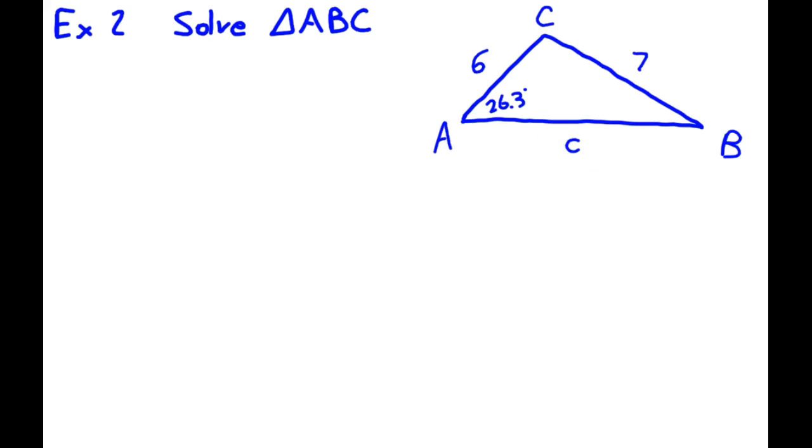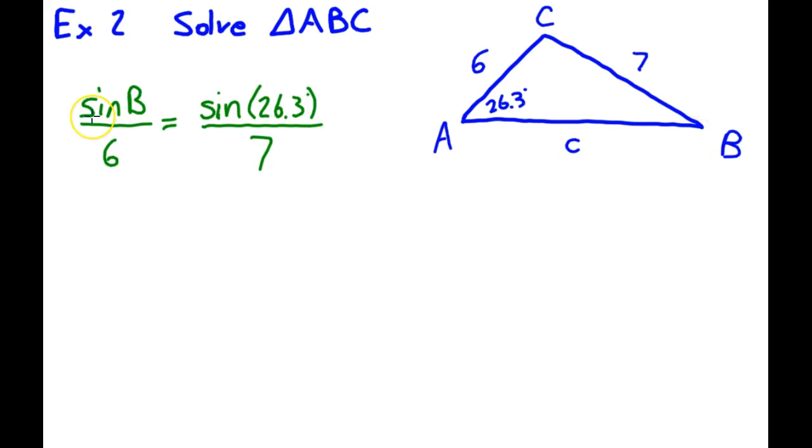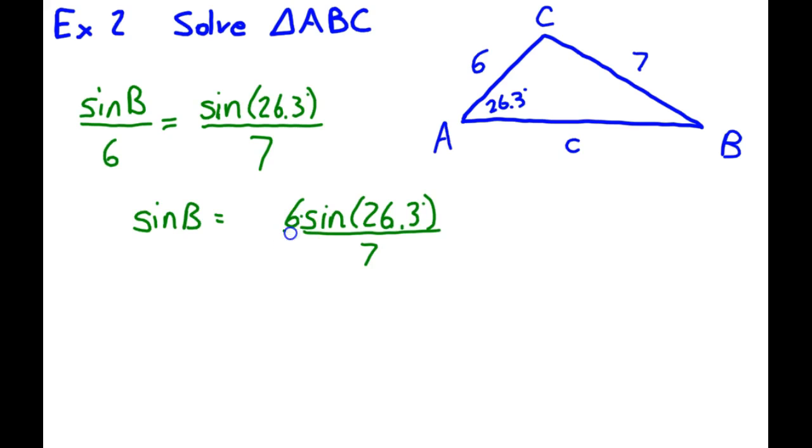First thing we can do is use the law of sines to find the measure of angle B. So using the law of sines, we get the sine of B over 6 equal to the sine of 26.3 over 7. Next, we would have to multiply both sides by 6. So we get the sine of B equal to 6 times the sine of 26.3 degrees, all divided by 7.